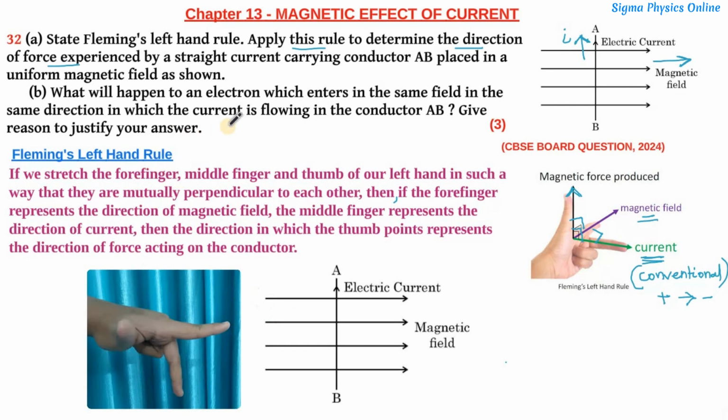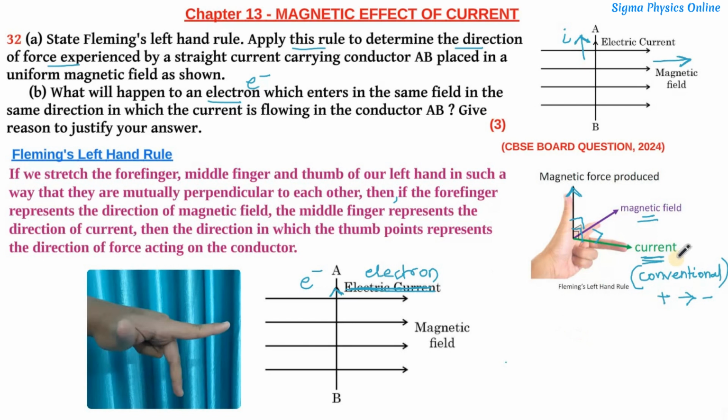Now in the second part it's asking us what will happen to an electron. Now electron we know is a negatively charged particle which enters the same field in the same direction in which the current is flowing in the conductor AB. It's saying that the electron is going in the same direction as the electric current. So in this way, here instead of electric current, in this direction the electron is going. Okay, so this is the direction of motion of the electron.